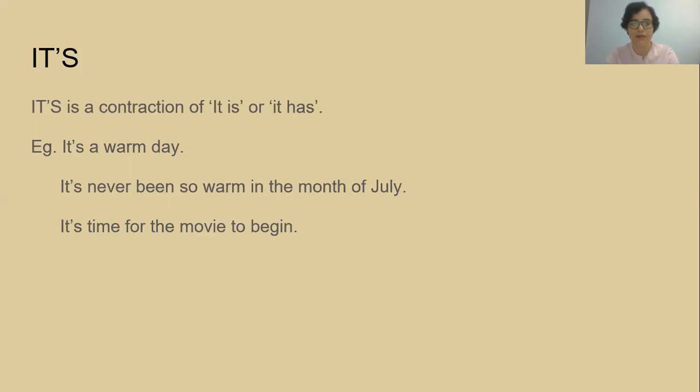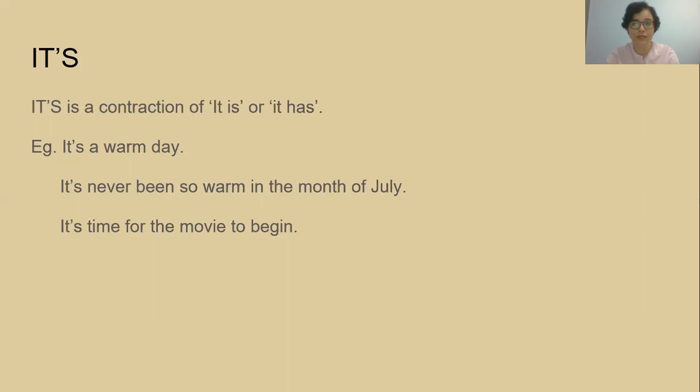The second example, it's never been so warm in the month of July. What's this? It has never been so warm in the month of July. So the words are it has, and I am reducing them to a contraction, and therefore I am using the apostrophe. And I'm using the apostrophe in the exact place where letters are missing. It has. Which letters are missing here? H and A. Followed?